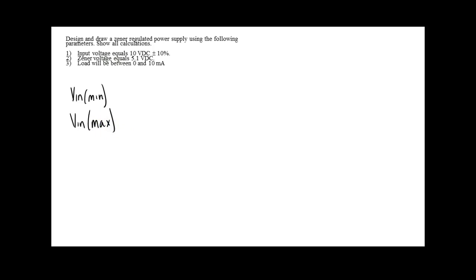So we got an input voltage that's going to vary 10 volts plus or minus 10%. What would be my minimum in and what would be my maximum in? So minus 10% and then plus 10%. What would be minus 10%? That'd be 9 volts. And then my plus 10% would be what? 11 volts. Okay, are you okay? Zener voltage is equal to 5.1 volts. Load will be between 0 and 10 milliamps.